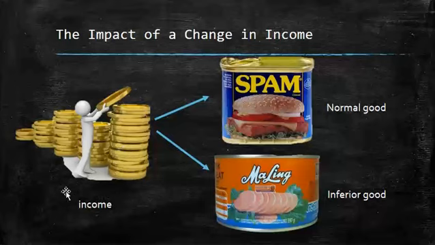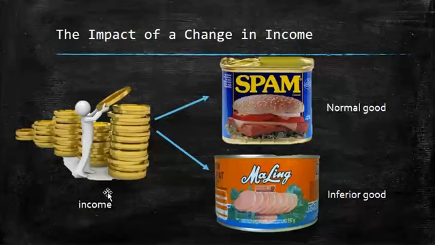If your income is high or you are comfortable, your salary is high, you can avail of the normal good. So your demand for normal goods or superior goods is high compared to your demand for inferior goods. When your demand for normal goods rises, naturally your demand for inferior goods will go down.